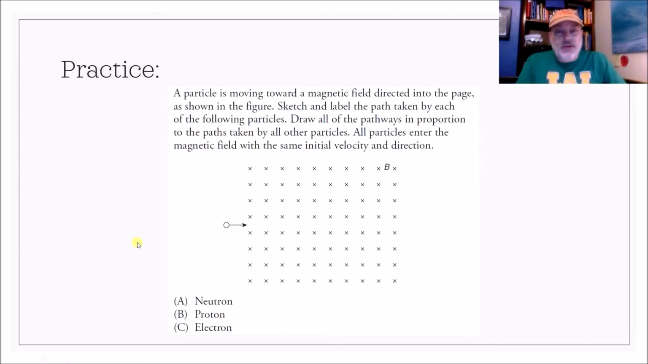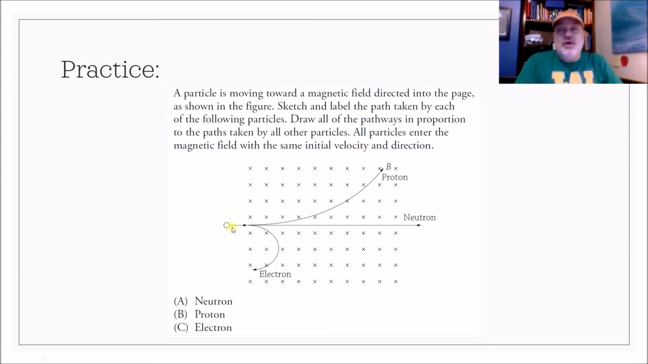So let's practice a little bit. This is a magnetic field. I have a particle moving to the right through this magnetic field, and the particle could be a neutron, a proton, or an electron. So I'd like for you to sketch the path of each one as it goes through. Assume that they all start with the same exact velocity, so sketch the paths proportionally correct. So stop the video and see if you can do that.